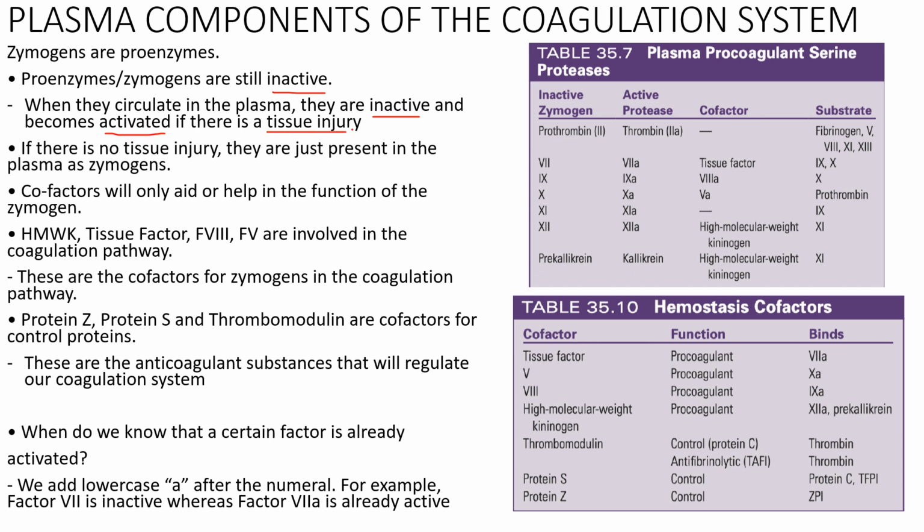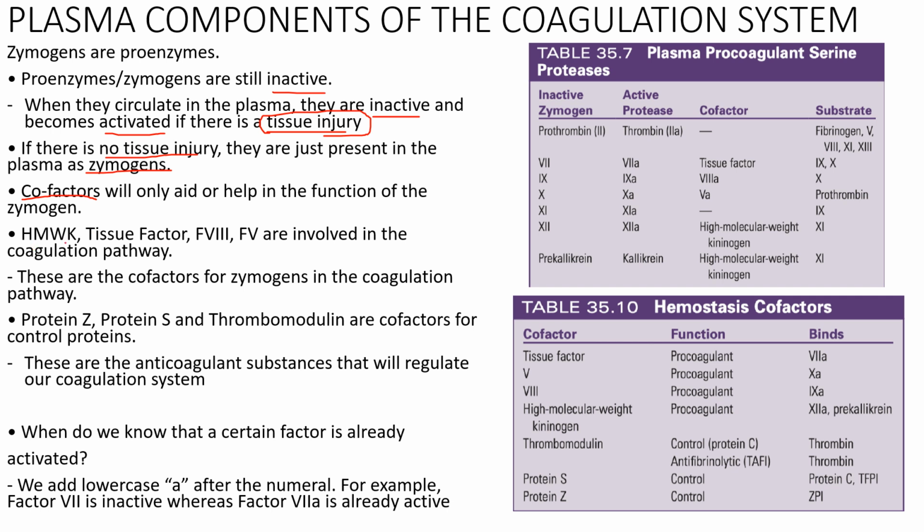So again, class, your proenzymes or your zymogens are inactive enzymes. They are circulating in your plasma. They are inactive and would only be activated if there is a tissue injury. Thus, if there is no tissue injury, class, they are just present in the plasma as zymogens. Now, cofactors will only aid or help in the function of the zymogen. So remember this, cofactors, class, they basically aid or help in the function of zymogen.